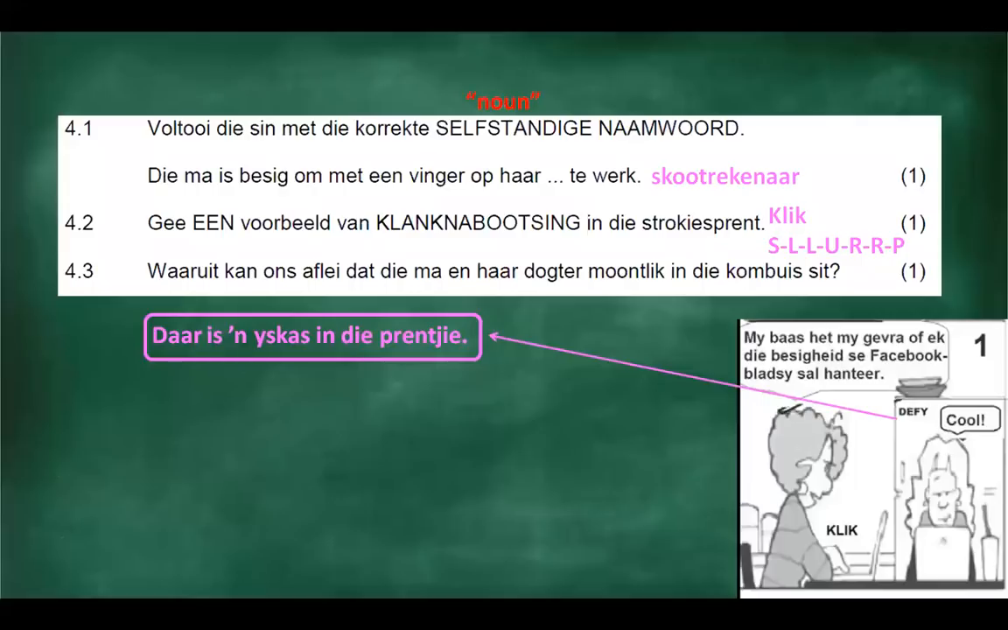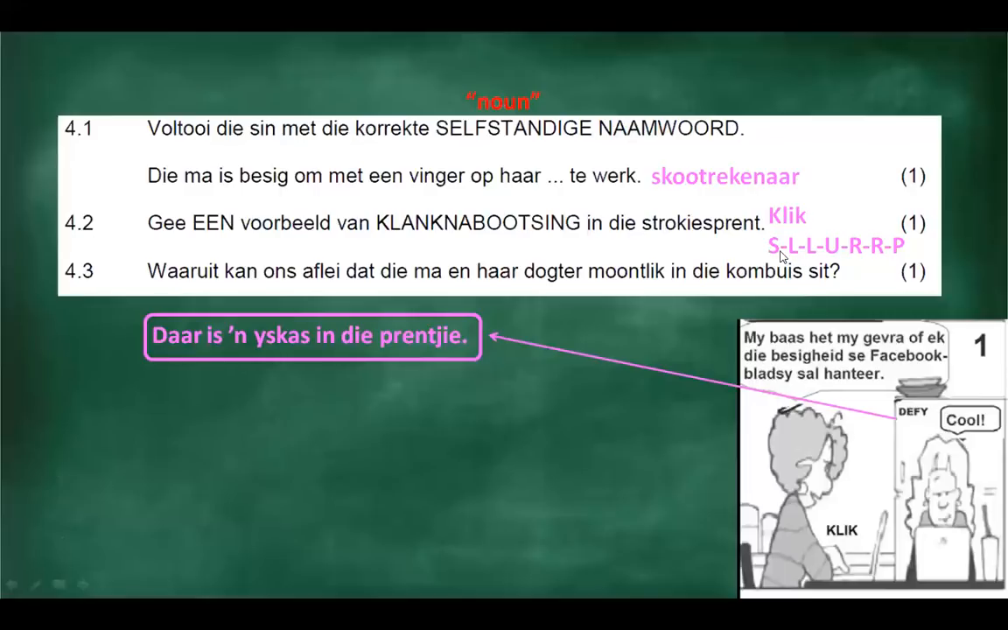Okay, ek het nou maar net skootrekenaar daar gesit, because it is a laptop, but a laptop is a skootrekenaar, however, at the end of the year, if you only got to the word rekenaar, you will get the mark. Hier een voorbeeld van klanknaamwoordsin in die strookie sprent. So, onomatopoeia, goed, en dit is, klik, of slurp. That slurp would also have given you the mark.